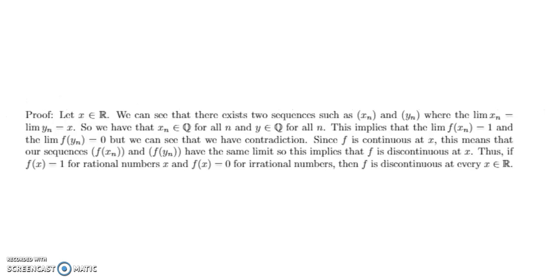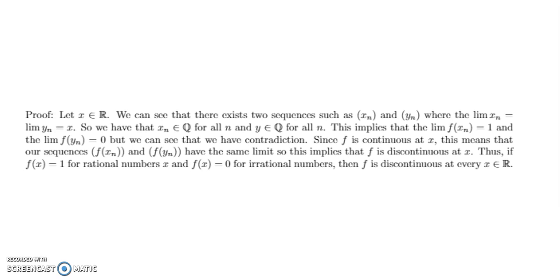So for the proof, we're going to let x be in R. We can see that there exist two sequences, x sub n and y sub n, where the limit of x sub n equals the limit of y sub n, which equals x. So we have that x sub n is in the rational numbers for all n, and y sub n is in the irrational numbers for all n. This implies that the limit of f of x sub n equals 1, and the limit of f of y sub n equals 0. But we can see that we have a contradiction.